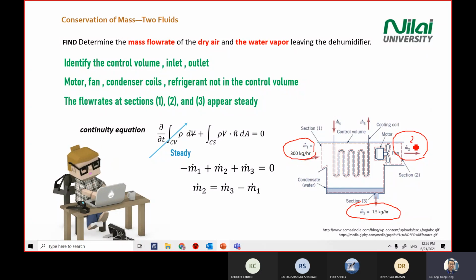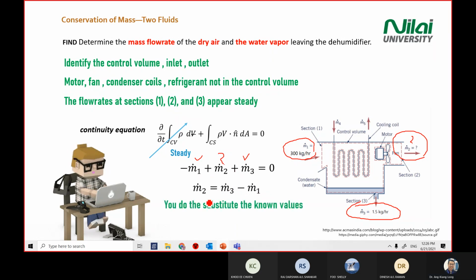This one is missing. So from this equation, this one is given, this one is given, this one is missing. So you rearrange the mathematical structure. You have M dot 2 equal to M3 minus M1. Substitute the values, and M dot 2 will be 298.5 kilograms per hour.